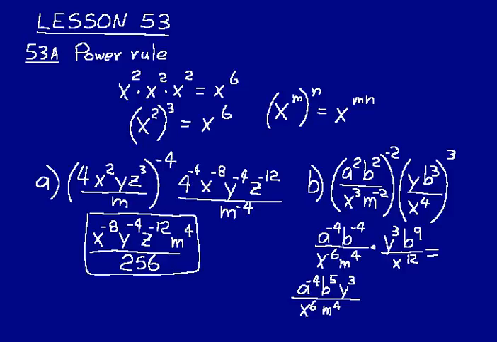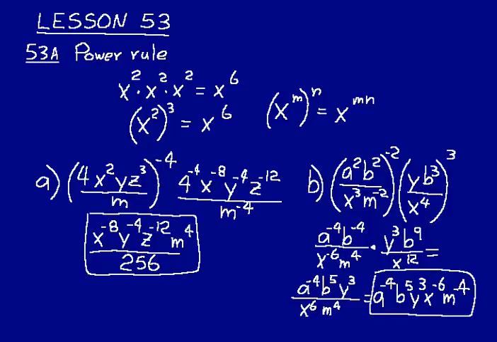Now let's write our answer with all variables in the numerator. And so that'll give us a to the negative 4, b to the 5th, y cubed, x to the negative 6, m to the negative 4. And so there's our problem there.